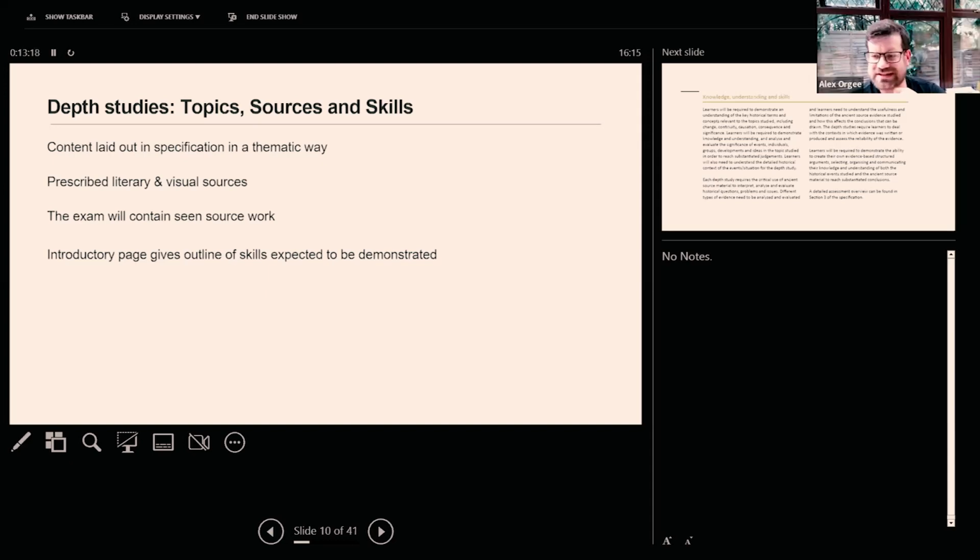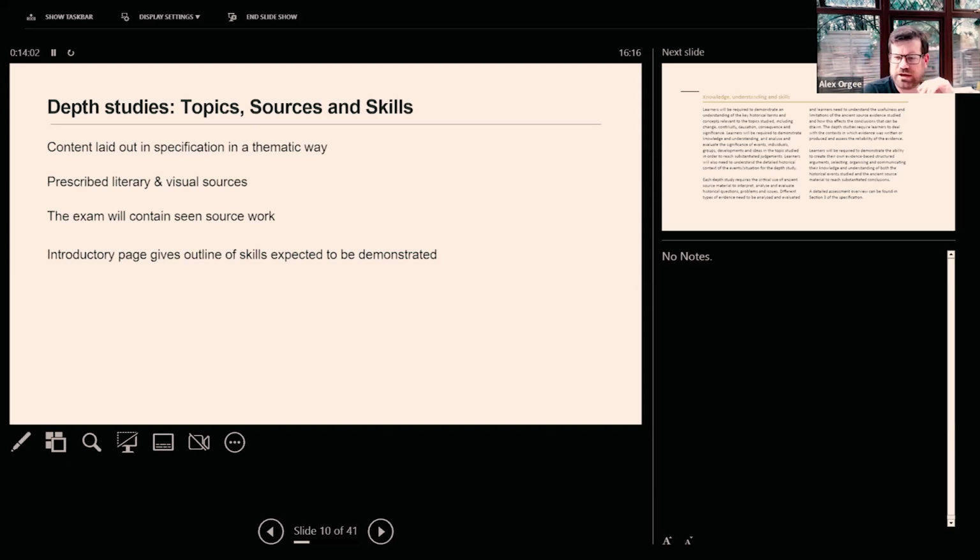So then moving on to the assessment of the depth studies, the content is laid out in a slightly different way, in a thematic way, I think, just to help differentiate it from the period study. The depth studies are designed to be a source-focused study on a narrower period of time, where we prescribe literary and visual sources that students are expected to have studied. And we expect the sources to be a central focus when you're covering the content for the depth studies.